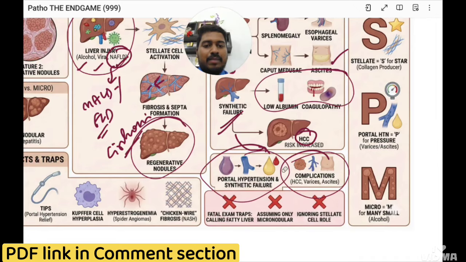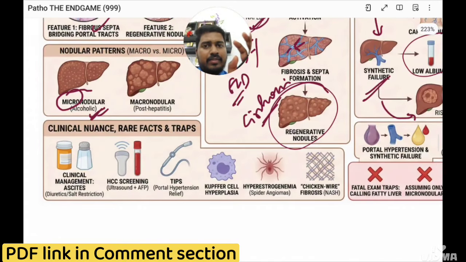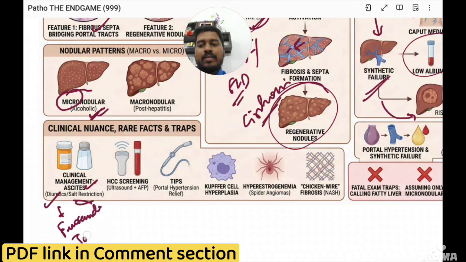This is portal hypertension features. Okay, so what are the other things that you should know? What is the treatment for ascites mainly? Management of ascites is, one is salt restriction and second is diuretics. So we give furosemide or torsemide, these diuretics we give. Next, if there is liver cirrhosis, you should also screen for hepatocellular carcinoma with ultrasound and AFP.